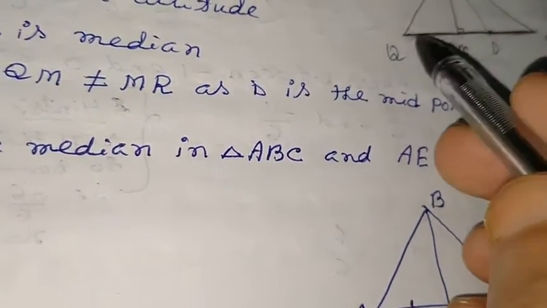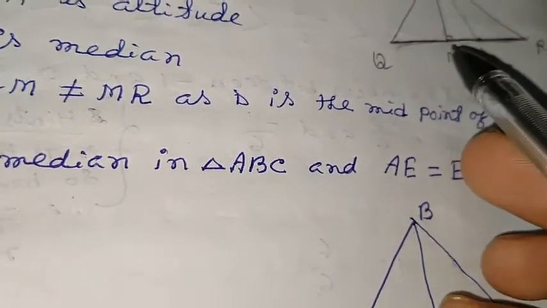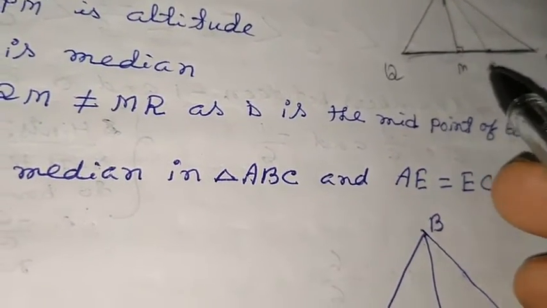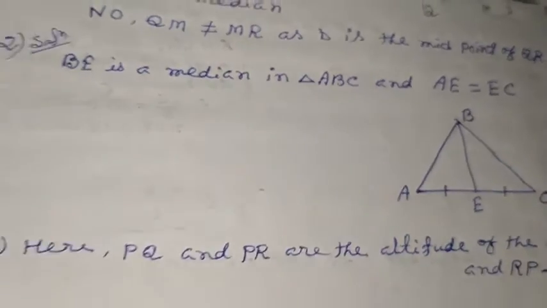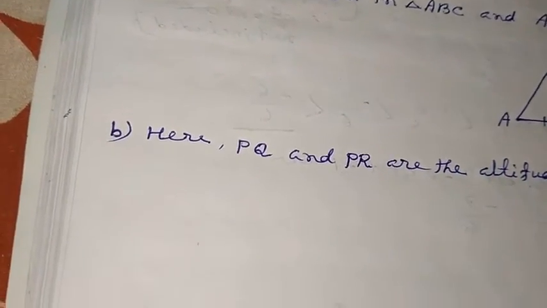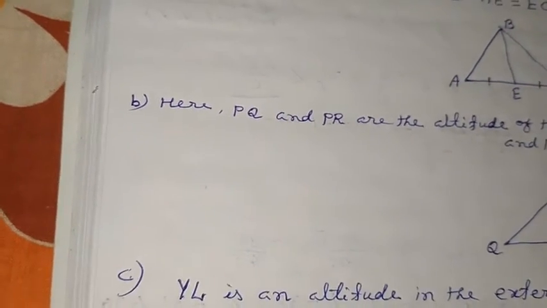Okay, D is the midpoint of QR. That is why QM not equal to MR, but we can say QD equal to DR, as D is the midpoint of QR. Okay. So question number 2 says that draw rough sketches for the following.